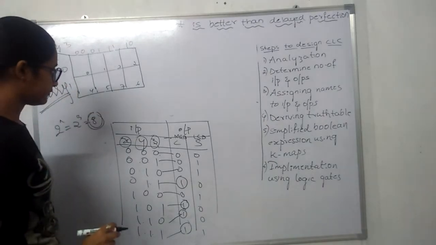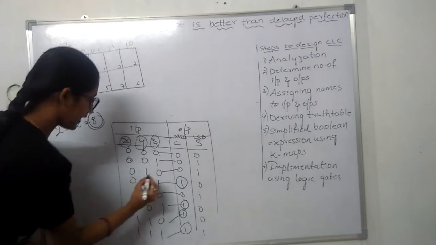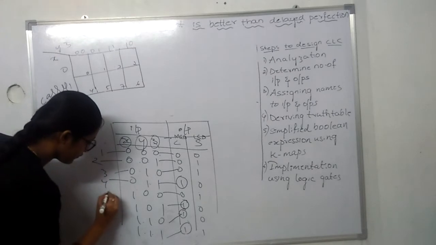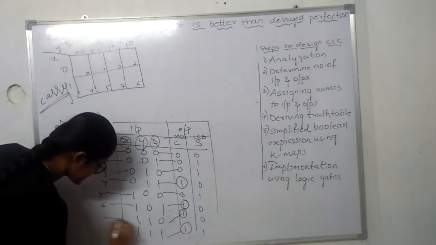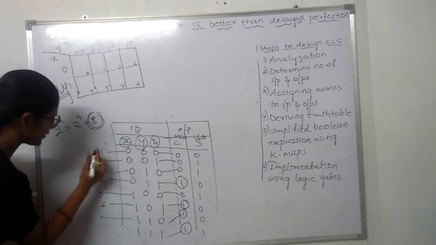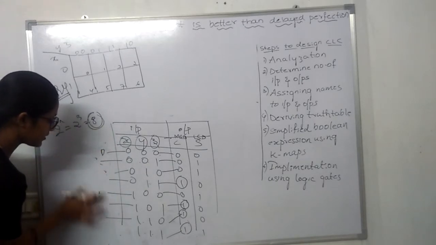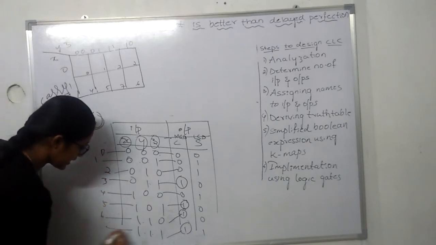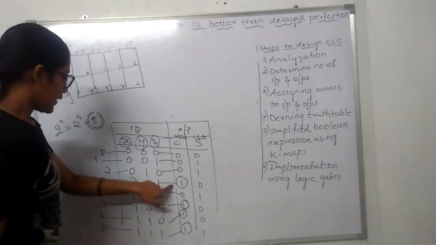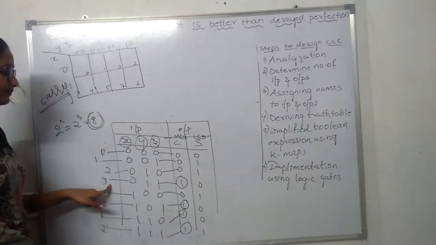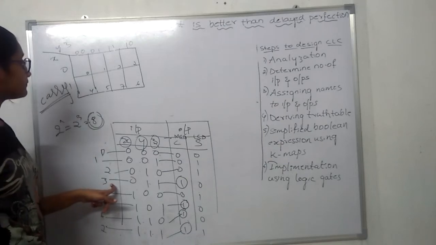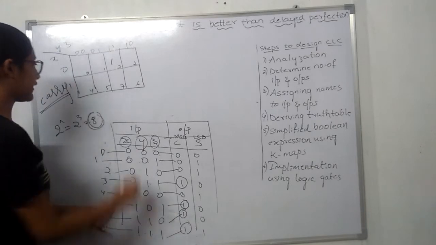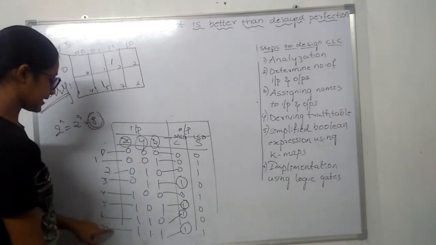And then I have to mention the zeros, sorry. 0, 1, 2, 3, 4, 5, 6, and then 7. So at combination 3, we have 1, just put 1, and then at 5, and then at 6 and 7.